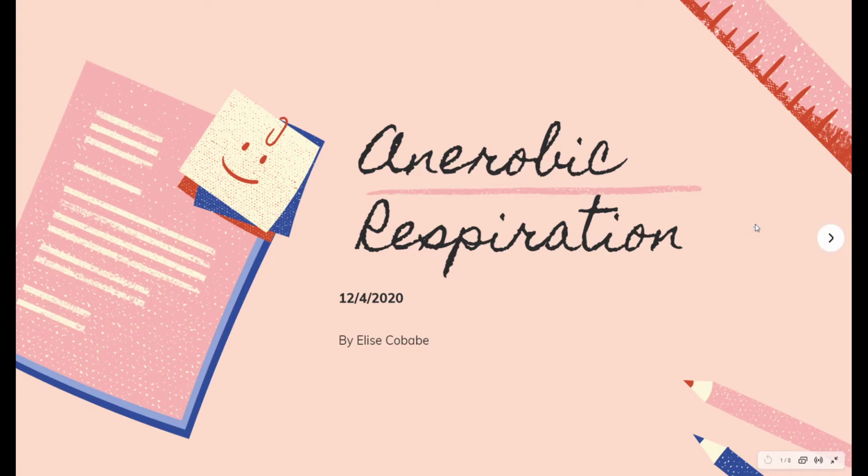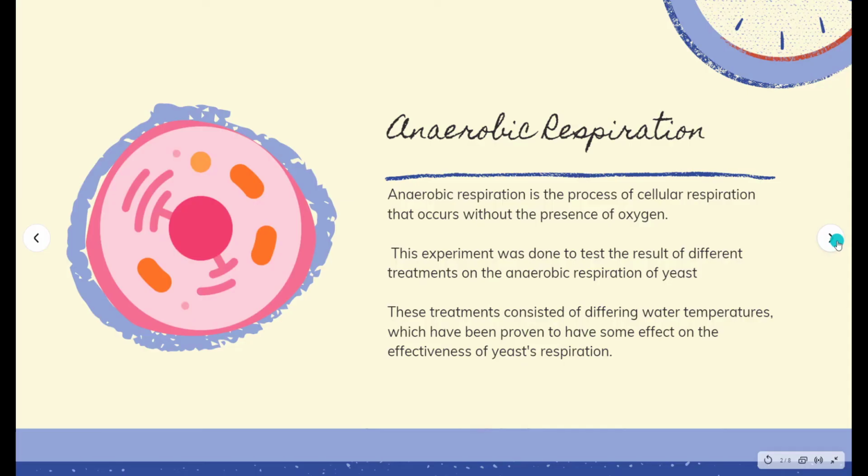Okay, so this is my lab report on anaerobic respiration. Anaerobic respiration is respiration that happens without the presence of oxygen. So "an" is without, and "aerobic" is oxygen. So respiration that happens without oxygen.